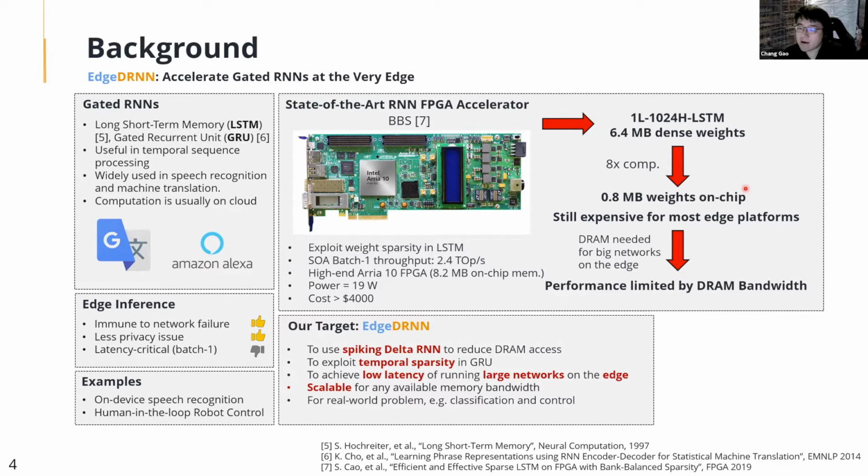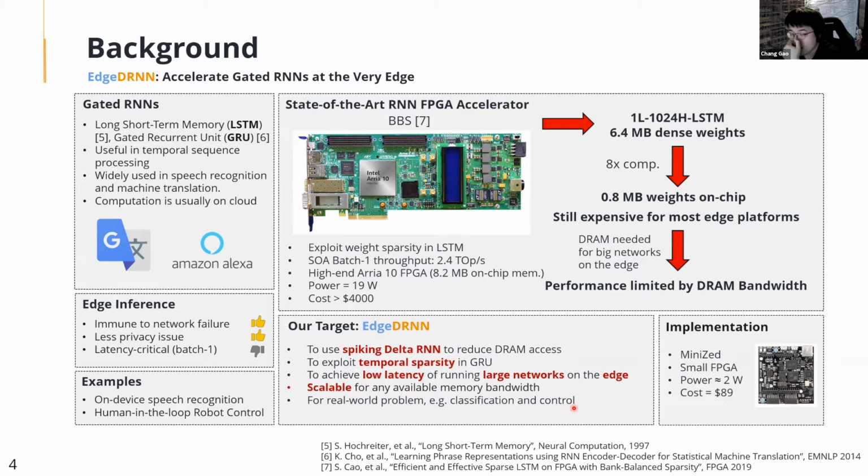So our target is to build an accelerator called EdgeDRNN, and we want to use spiking delta RNN to reduce DRAM access. And also we want to exploit temporal sparsity in GRU. Our target is to achieve low latency when running large networks on the edge. The accelerator must be scalable for any available memory bandwidth, and it was built for real-world problems such as classification and control. We want to implement our accelerator on an embedded platform called MiniZ. It has a small FPGA chip on it, the power is only 2 watts, and the cost is also much lower.